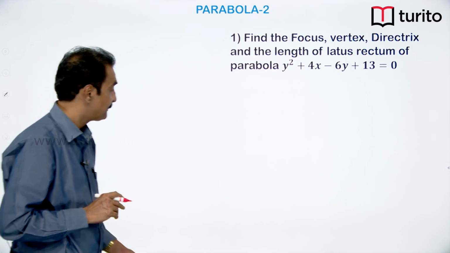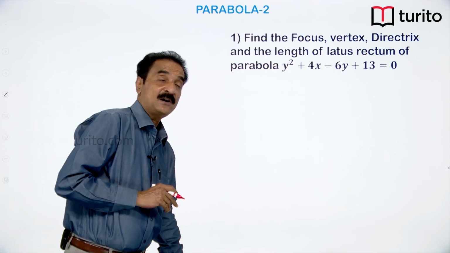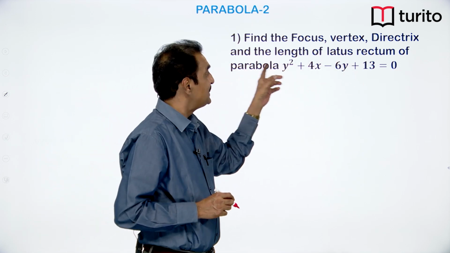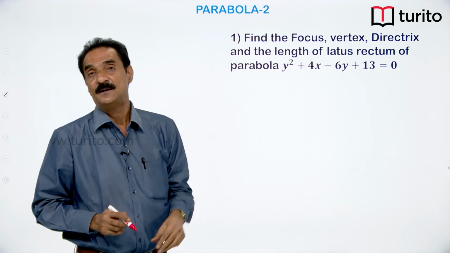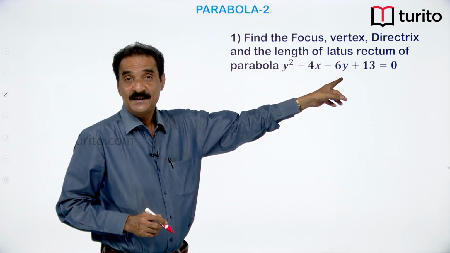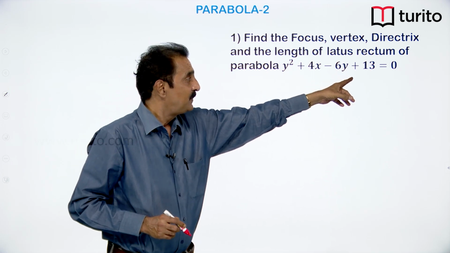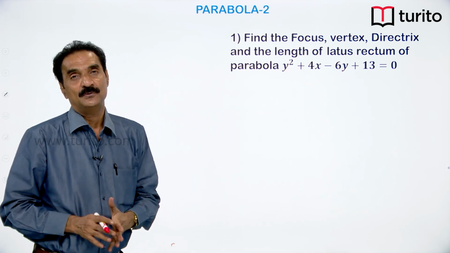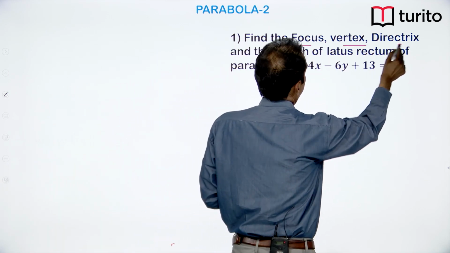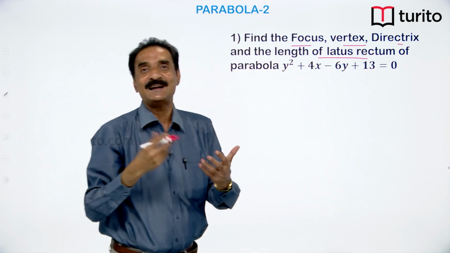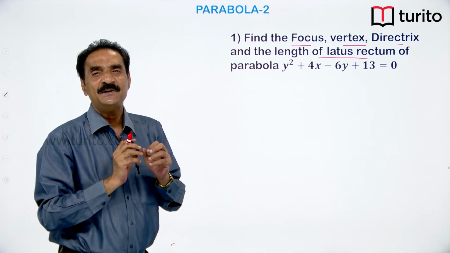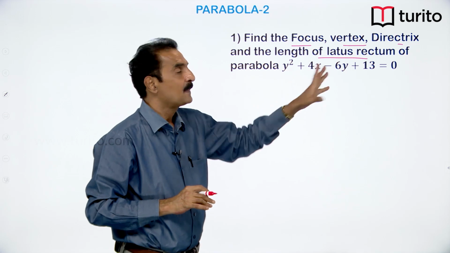First question, find the focus, vertex, directrix and the length of the latus rectum of the parabola y square plus 4x minus 6y plus 13 is equal to 0. Focus, vertex, directrix, length of the latus rectum, all these are called characteristics of the parabola. So, simply the question can be asked as find the characteristics of the parabola.